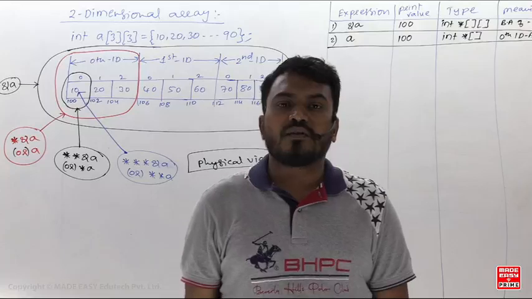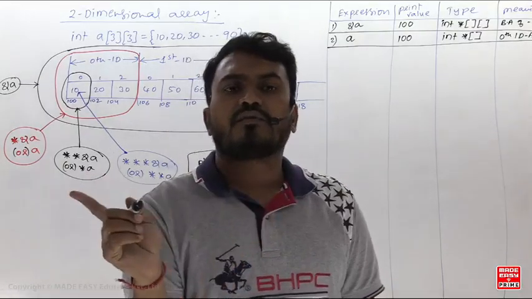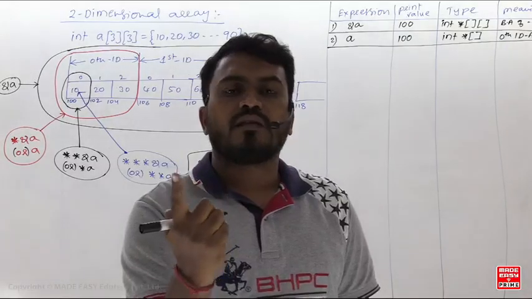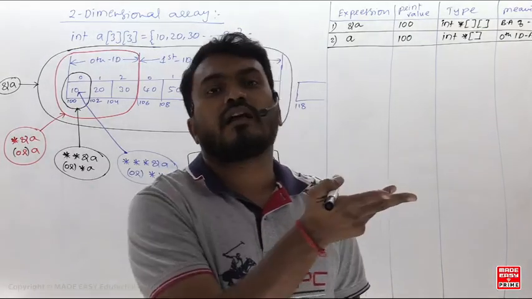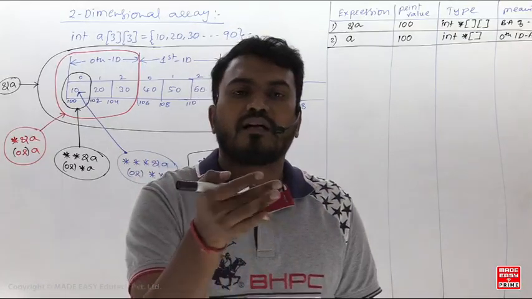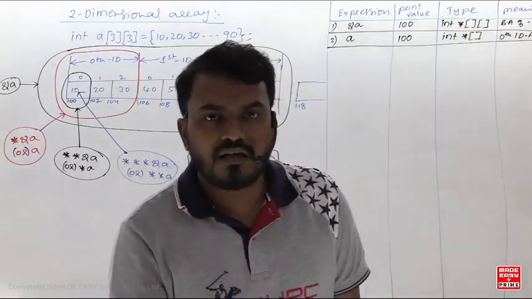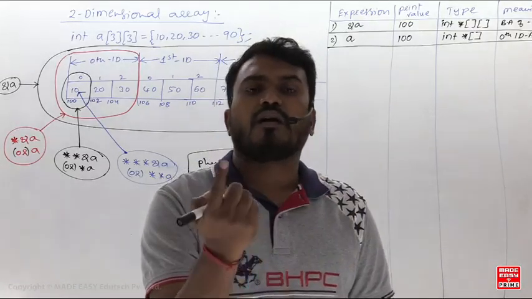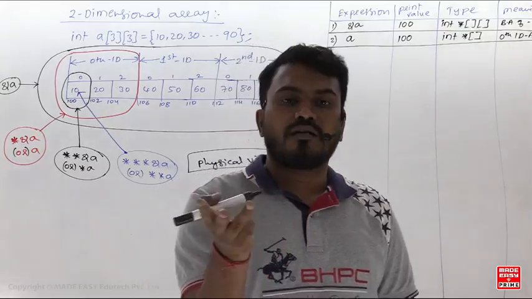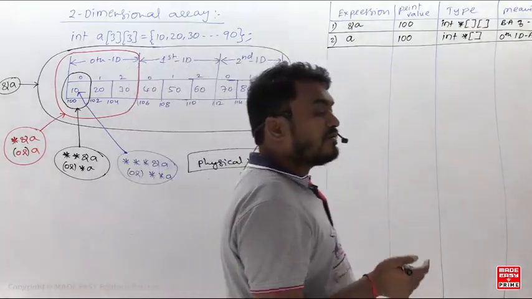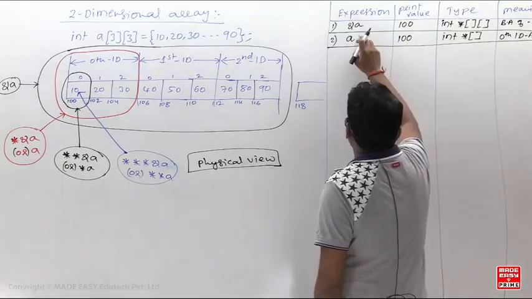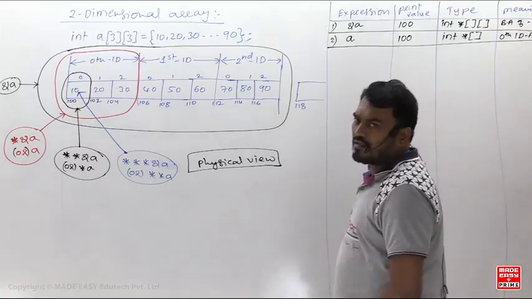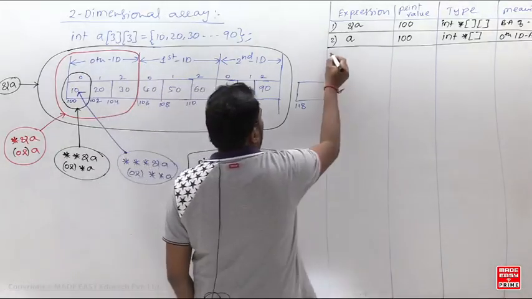Everyone should give the answer in a single line: print value, type and meaning. Don't give it like first saying 100, and next int star braces, and next the meaning. Write everything in a single line in the chat box. A means print value 100, type is int star braces, and meaning is base address of the 0th 1D array. And next, now tell me third one.